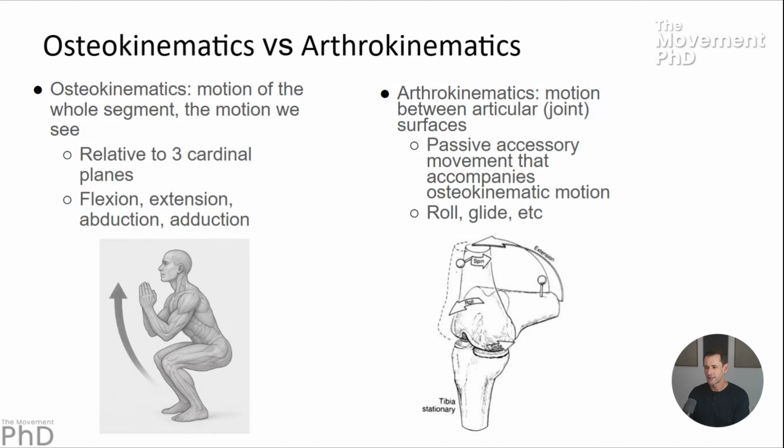Arthrokinematics are the passive accessory movements that accompany that osteokinematic motion. So every time you extend your knee or flex your knee, the bones aren't just moving in space, the joints are also moving relative to one another as well. Examples of arthrokinematic motion are roll, glide, and spin.